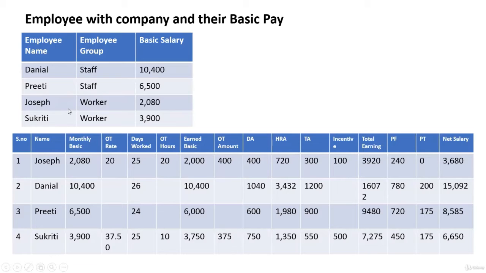So we have kept their basic salary over here. Daniel is hired as a staff member for a salary of 10,400 per month. In a similar way, Preeti is hired for 6,500, Joseph as a worker for 2,080 rupees, and Sukriti for 3,900 rupees. So we take their basic salary as monthly salary in this way.